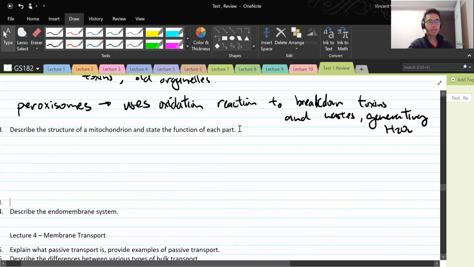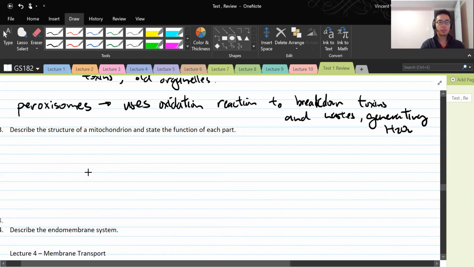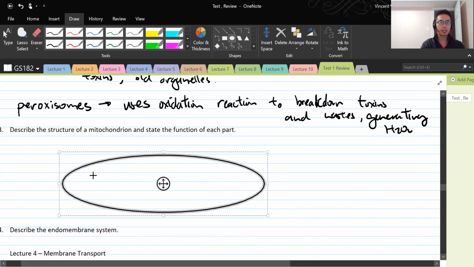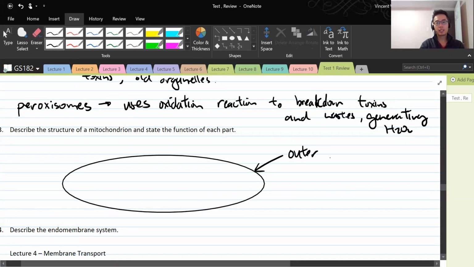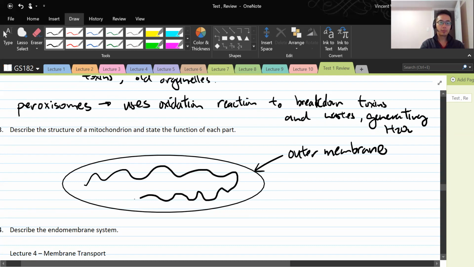Describe the structure of mitochondria and state the function of each part. We kind of did that on Friday, but let's talk about that again. Okay, so you have the outer membrane. Nothing much is going on in the outer membrane. The outer membrane basically forms a barrier between the cytoplasm and the intermembrane space. Intermembrane space. Okay, what's the importance of the intermembrane space?